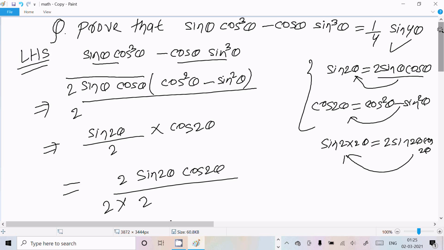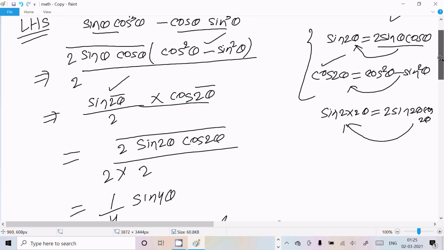So you only need to remember two formulas, sin 2 theta and cos 2 theta. Sin 2 theta is 2 sin theta into cos theta, and cos 2 theta is cos square theta minus sin square theta. Here sin and cos come again, theta is different, and 2 is there. So for sin 4 theta we can write 2 sin 2 theta into cos 2 theta.